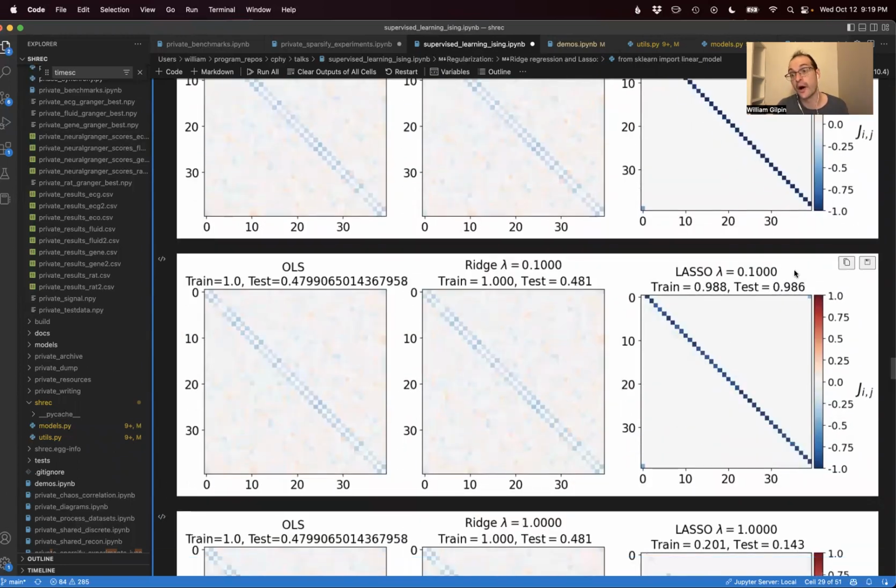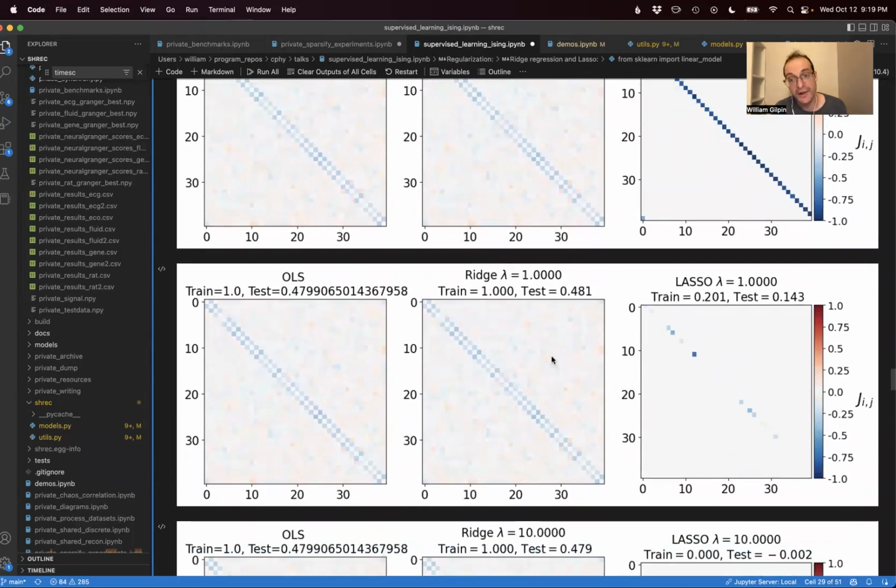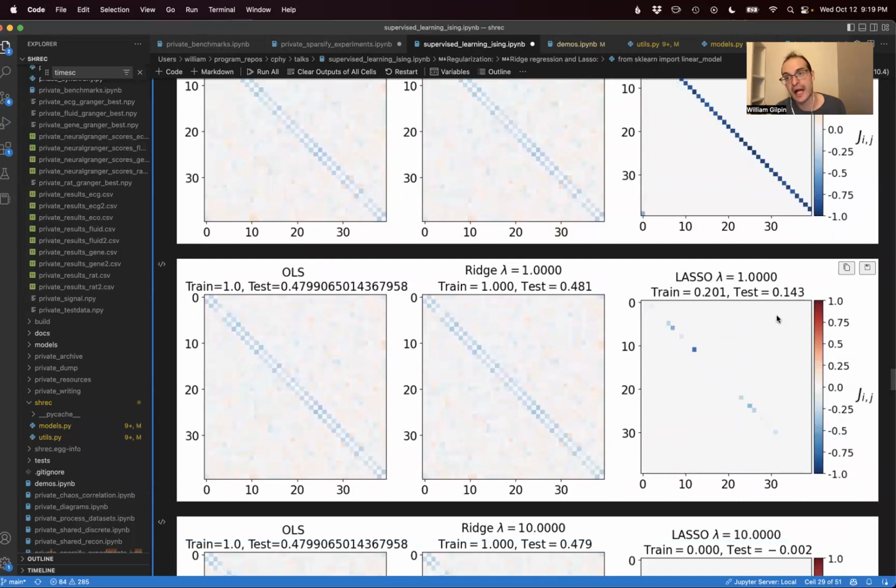So it keeps going. I go up another order of magnitude. Lasso still gives me a very nice answer. Ridge is still failing. Once I get to high enough values of lasso, then I start to have too much constraint active, because now I start zeroing out elements of my interaction matrix that I know should not be zero. So now this penalty is too strong and it's causing me to get non-physical J matrices.